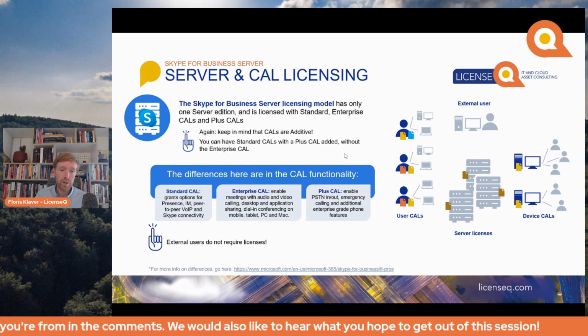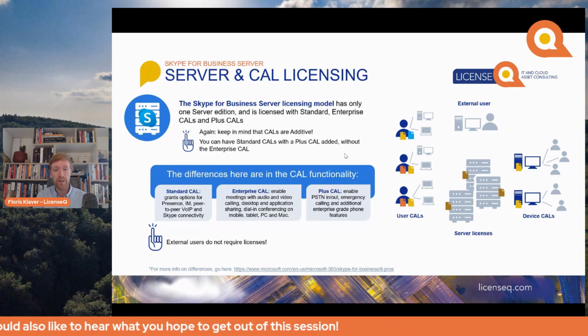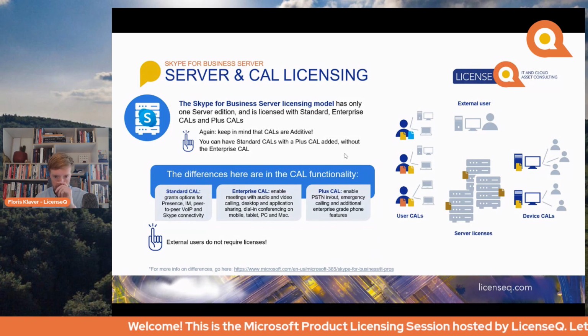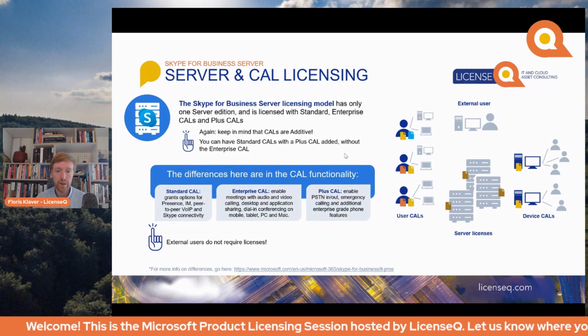So standard CAL grants options for presence, IM, peer-to-peer, voice over IP, and Skype connectivity. Enterprise CAL enables meetings with audio and video calling, desktop and application sharing, dial-in conferencing on mobile, tablet, PC, and Mac. And the plus CAL enables you to do PSTN, dial-in, dial-out, emergency calling, and additional enterprise-grade phone features.